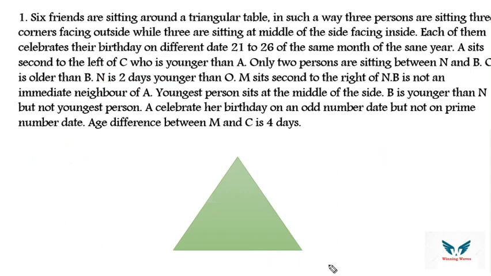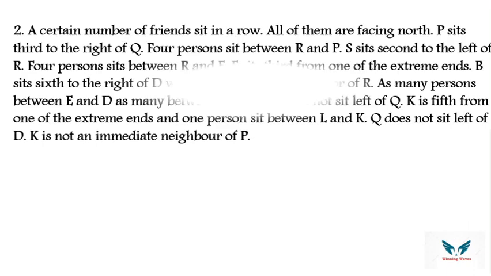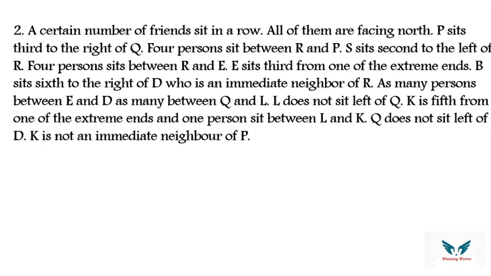Right? Then let me take you to the next question. So the next question we have brought from linear arrangement facing north. A certain number of people, the specific number is not mentioned, are facing north. P sits third right of Q. So see, Q first right, second right, third right. Who is present? P.